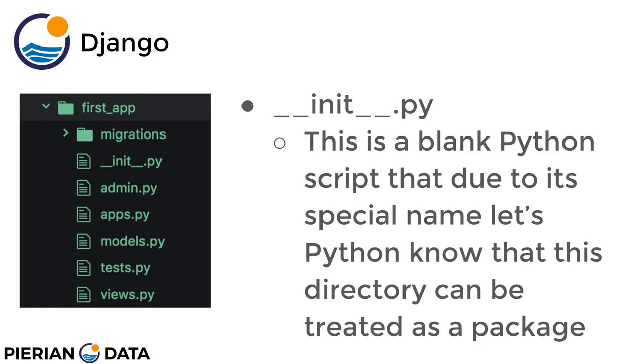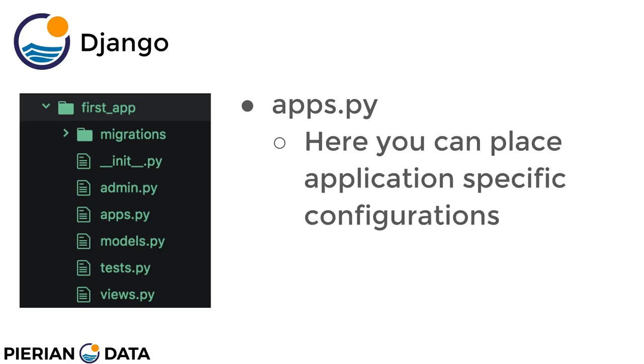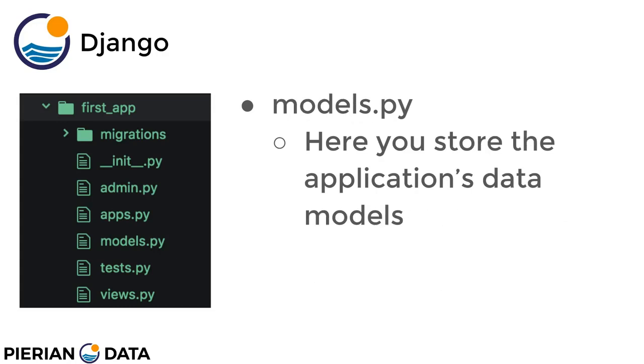It's just a blank Python script that, due to its special name, lets Python know that this directory can be treated as a package. Then we have the admin.py, and this is where you can register your models so that you can benefit from some Django machinery that basically creates an admin interface for you. And later on we'll see how fantastic the built-in admin features of Django are. It's a really powerful tool, and it's all built into Django. Then we have the apps.py file, and that essentially provides a place for any application-specific configuration.